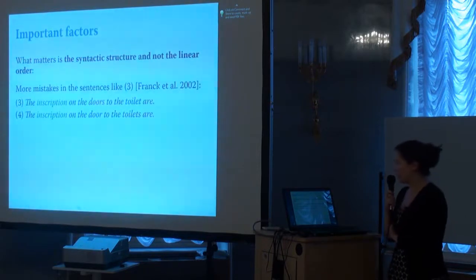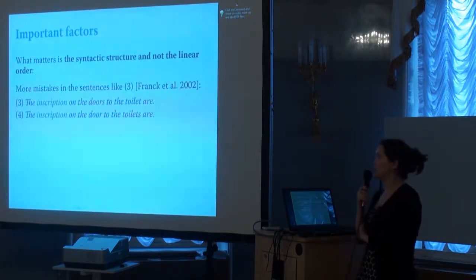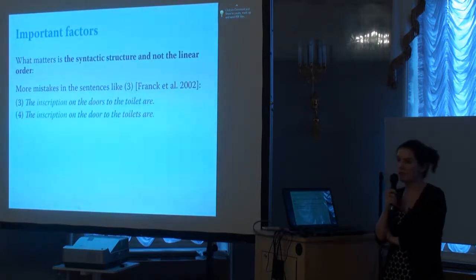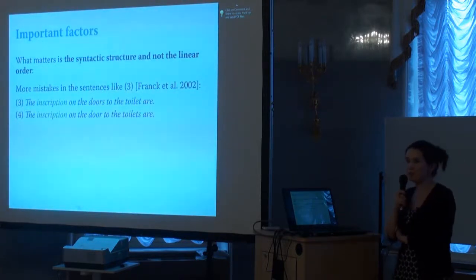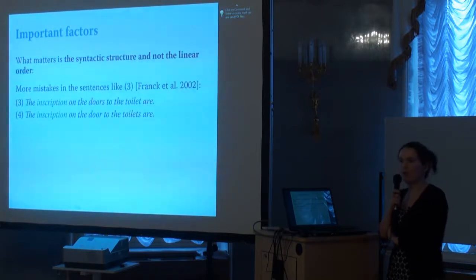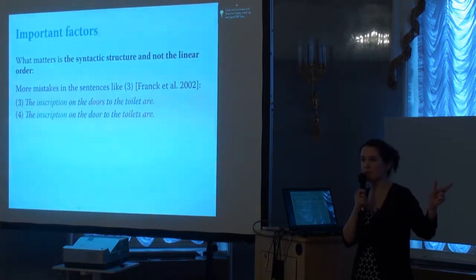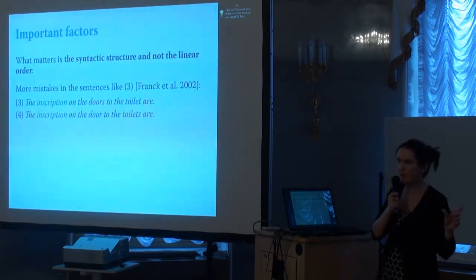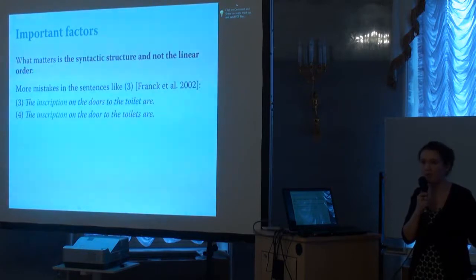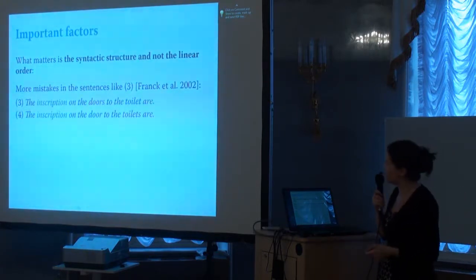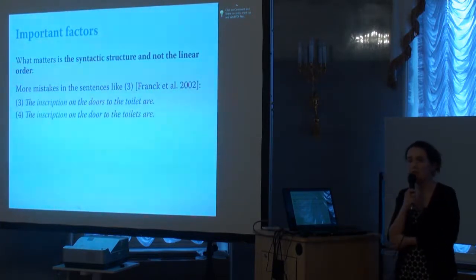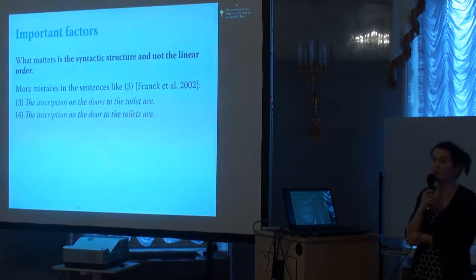Then another important factor that people were able to establish is that what matters for these agreement errors is the syntactic structure and not the linear order. Initially, when these mistakes were first noticed, people thought it's very simple. They happen because you first have the subject in singular, then you have this dependent noun and the verb, and the verb just agrees with the noun that is closer to it. So it's a very simple linear effect. But when psycholinguists started investigating this phenomenon, they found that it's not the case. The phenomenon does not depend on linear proximity, it depends on structure.